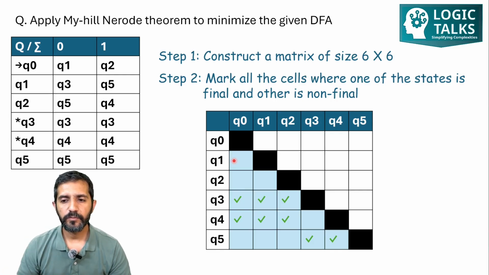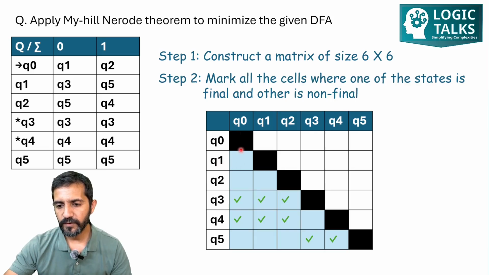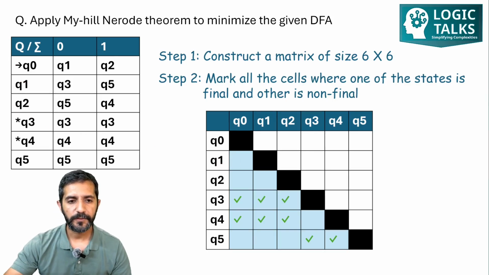Now the second step is to mark all the cells where one of the states is final and the other state is non-final. If we talk about Q1, Q0, Q0 is a non-final state and Q1 is also a non-final state, so we will not mark this cell. Next, Q2, Q0: Q2 is non-final and Q0 is also non-final, so we will not mark this cell. Next we have Q2, Q1: both are non-final, therefore this cell will also not be marked.